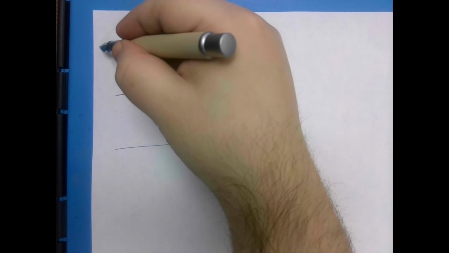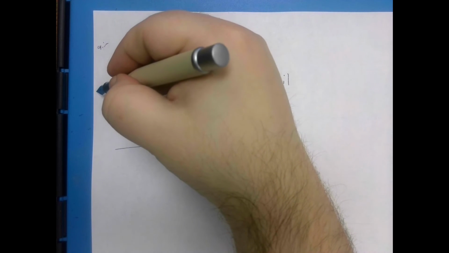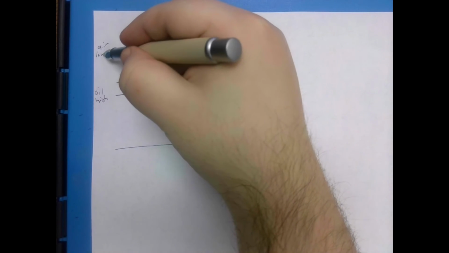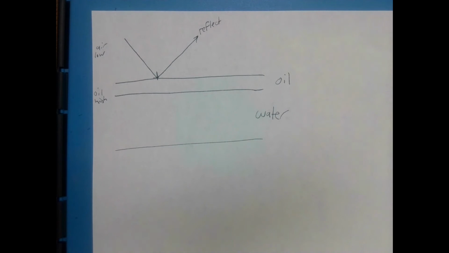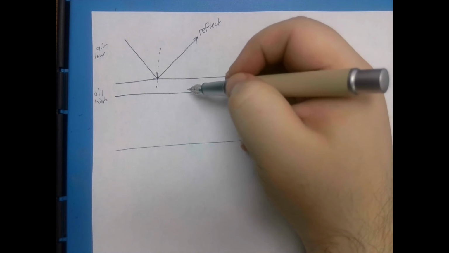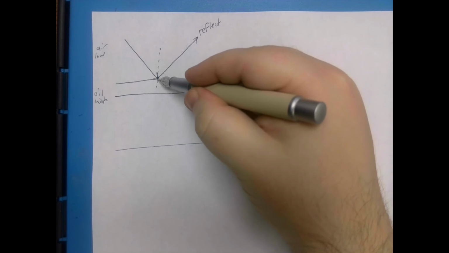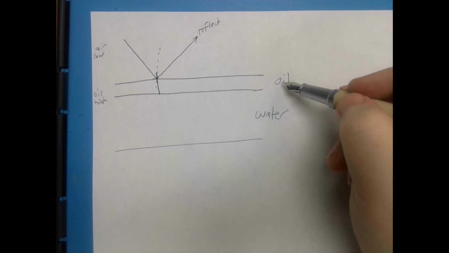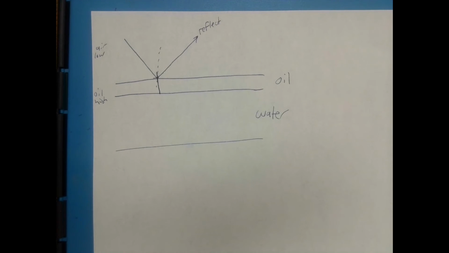So this is going to be air to oil. Oil has a higher index, air a low index. So which direction will it bend? Draw this normal. It will go either toward or away from it. Towards. So it'll bend like this. And it's now at the boundary of oil to water. What's it going to do?